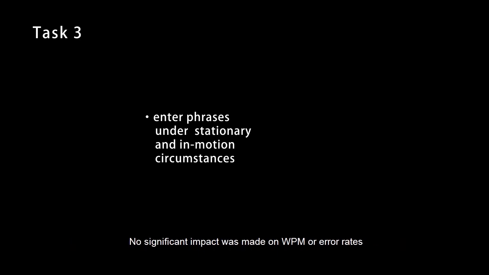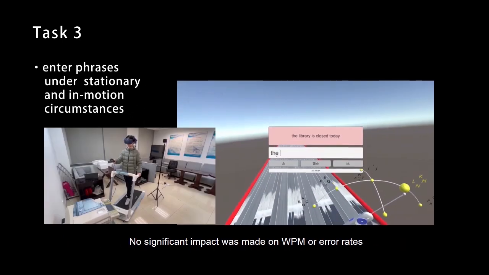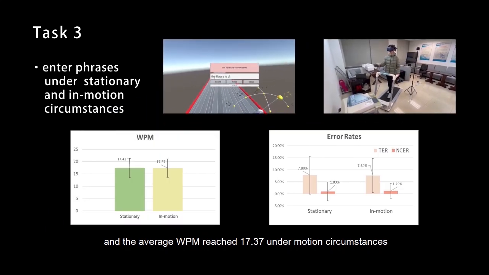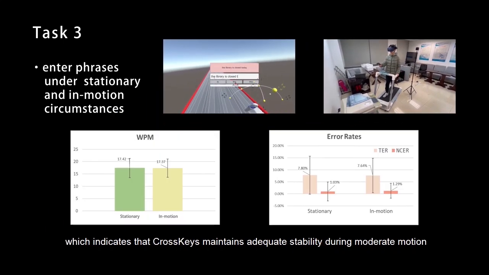Task 3 requires the user to enter phrases under stationary and in motion circumstances. No significant impact was made on WPM or error rates, and the average WPM reached 17.37 under motion circumstances, which indicates that CrossKeys maintains adequate stability during moderate motion.